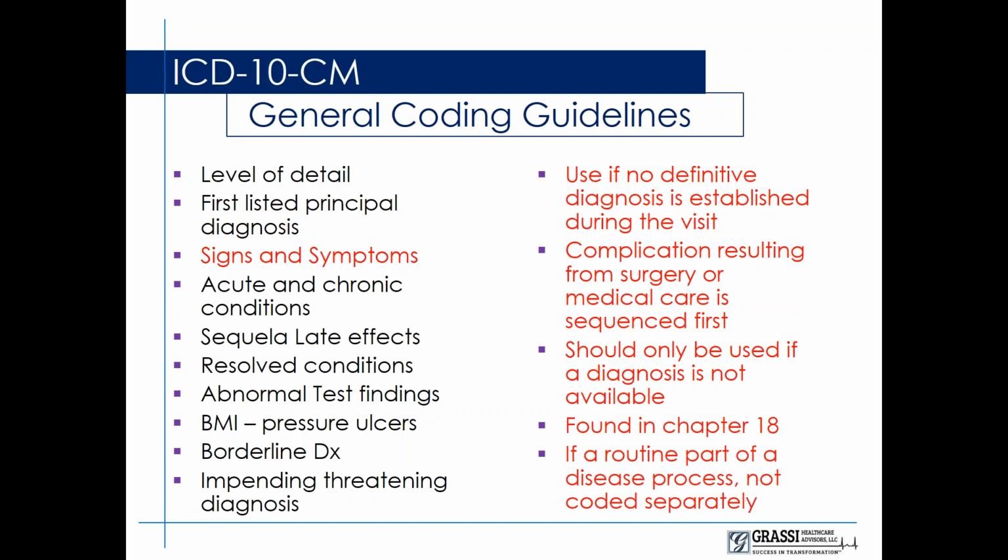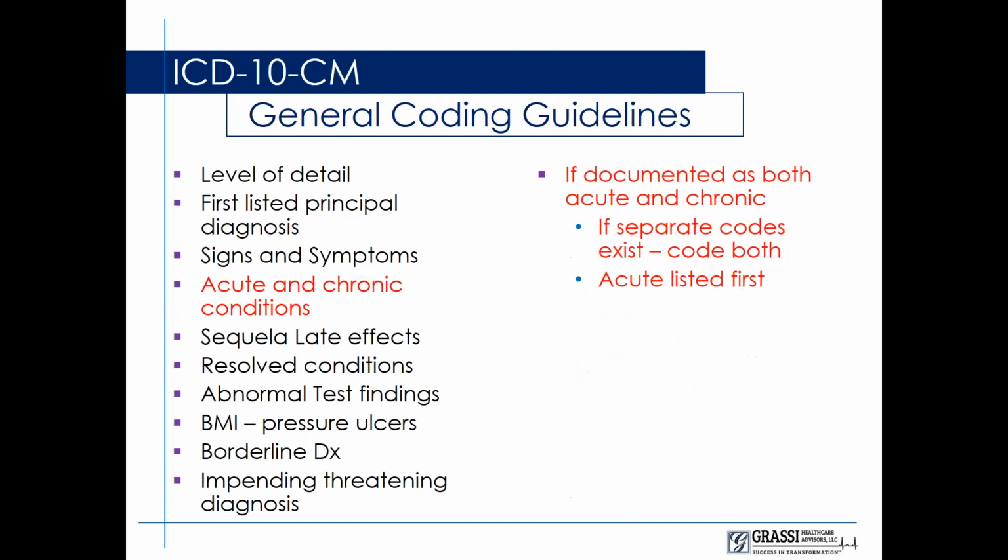Signs and symptoms, again, we talked about this. If there is no definitive diagnosis, certainly it's appropriate and applicable to code for signs and symptoms, but as soon as the patient has a definitive diagnosis, those signs and symptoms diagnoses should be replaced with that diagnosis. Next slide. Acute and chronic conditions we talked about. Again, if the patient has both, code acute first. Next slide.